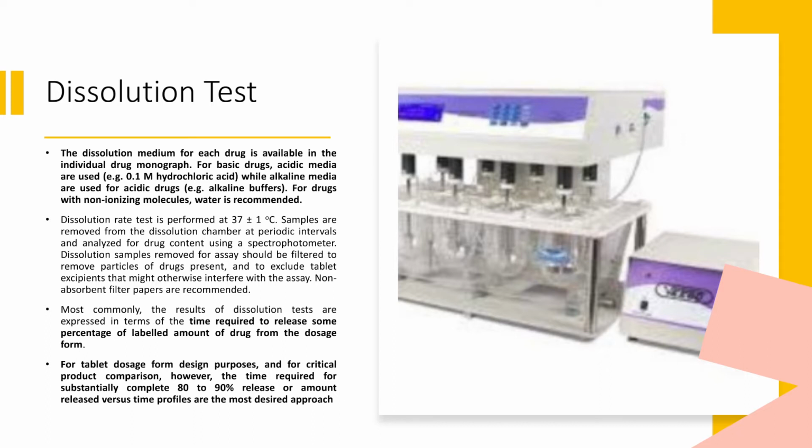Then after 1 hour you take the sample again, try to assess. So till you get the 100%, you know that in this time frame my drug will be reaching the systemic circulation. So generally they are performed at 37 degrees Celsius. The samples are removed from the dissolution chamber at periodic intervals and analyzed for their drug content using the spectrophotometer or HPLC. So the dissolution medium for each drug is available in the individual monograph.